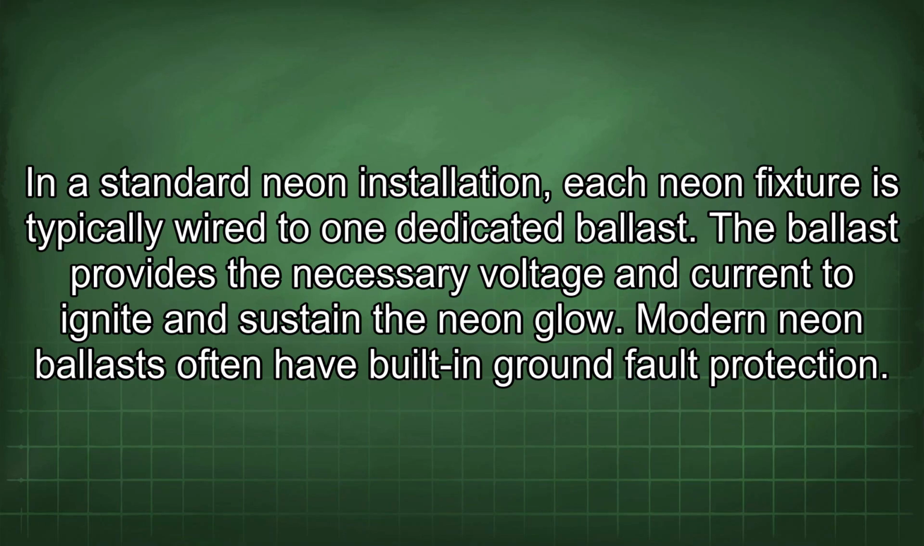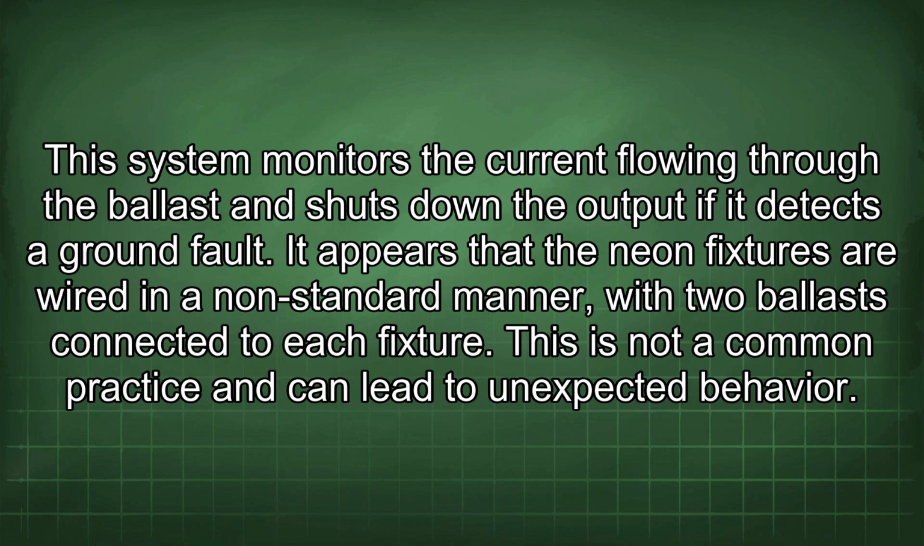In a standard neon installation, each neon fixture is typically wired to one dedicated ballast. The ballast provides the necessary voltage and current to ignite and sustain the neon glow. Modern neon ballasts often have built-in ground fault protection. This system monitors the current flowing through the ballast and shuts down the output if it detects a ground fault.